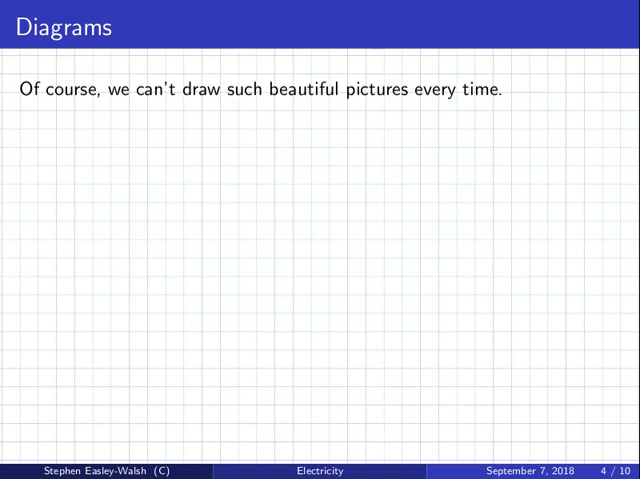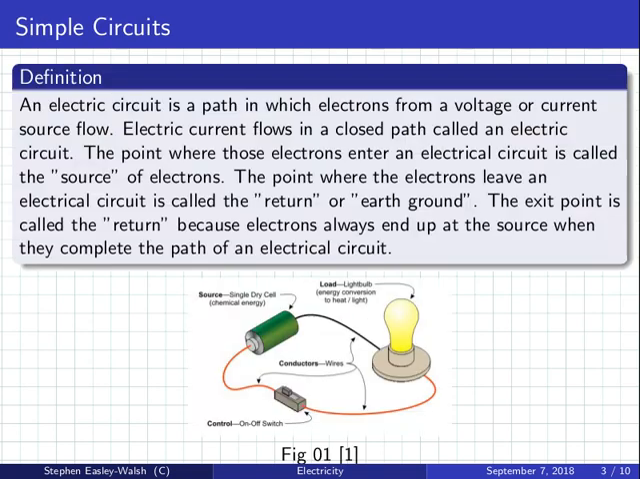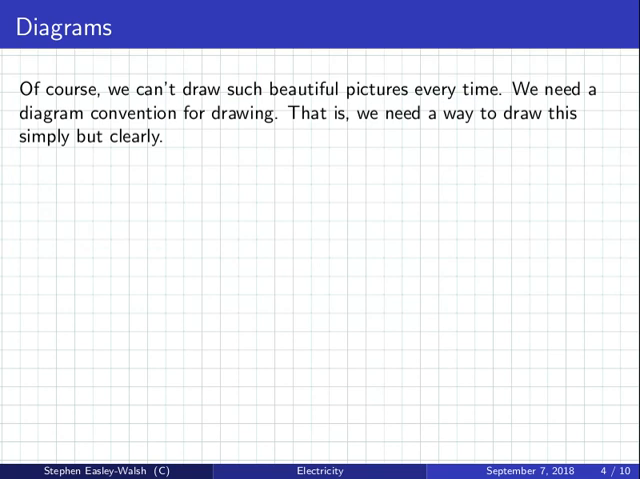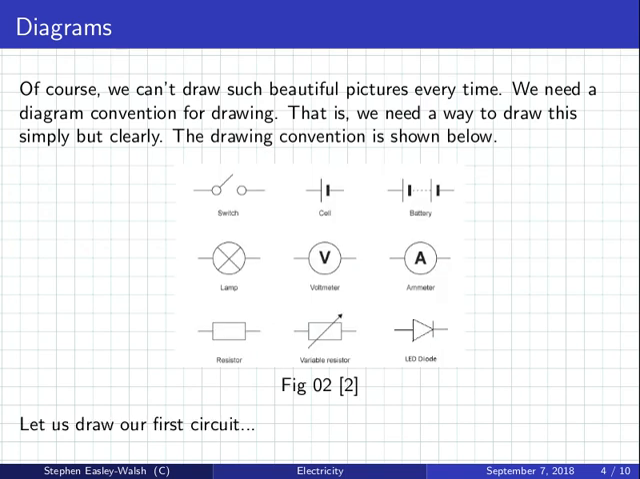Now, of course, you can't draw such beautiful pictures every time you want to represent a circuit, because it'll take a long time. So what we do instead is we have this diagram, this convention of symbols that we use to represent different components. And here is the table. Just before you draw these symbols, I'll run through each of them.